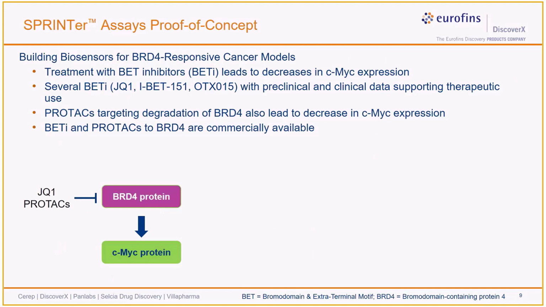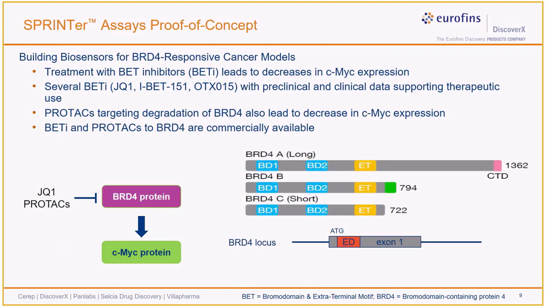There are several isoforms of BRD4 resulting from alternative splicing in the C-terminus area. To cover all the isoforms, we decided to knock in the ED tag in the first exon of BRD4. We also generated a c-MYC biosensor with the same approach.